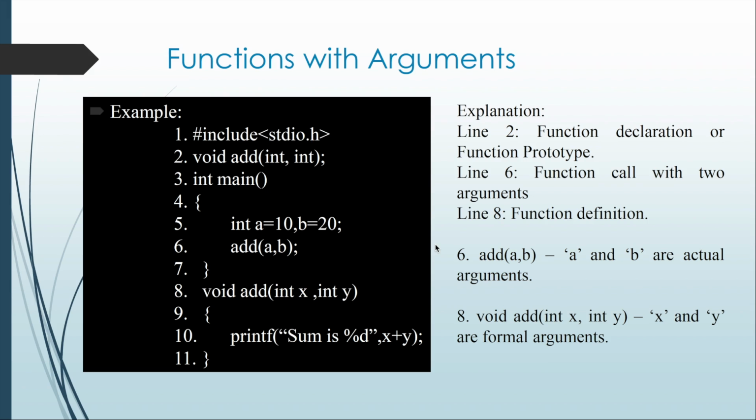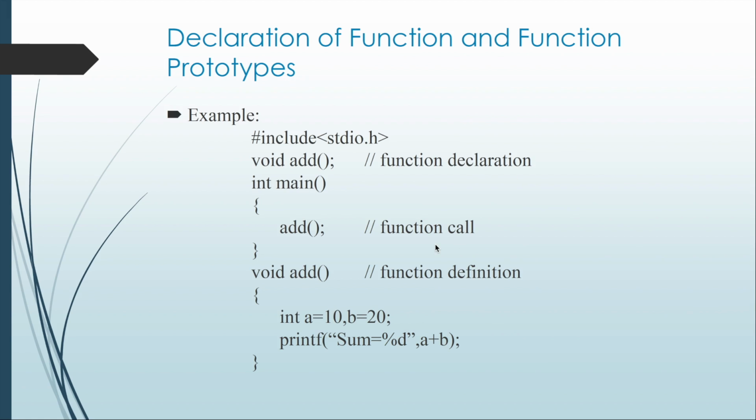So these are the things we discussed yesterday. We saw a program to add two numbers, where we declared a function named add. This is a function declaration, and then we have a main function. Inside the main function we call the function, and then here we have the function definition, where we initialize two variables, a is equal to 10, b is equal to 20, and then we find the sum of these two numbers and print the output. So this is the program we saw yesterday.